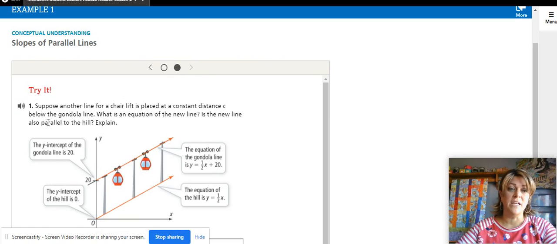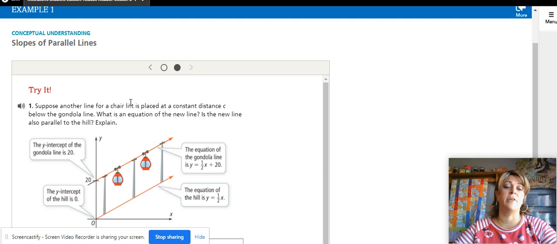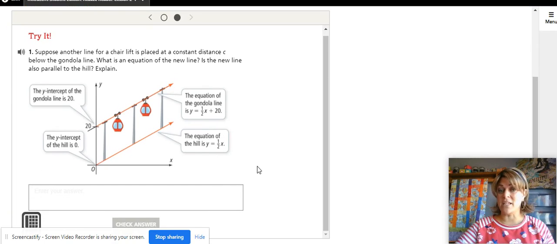And then you're going to try it. Suppose another line for a chair lift is placed at a constant distance c below the line. So here's the line. If, let's say, I went down 10 feet, and I went over here, down 10 feet, and I went over here, down 10 feet, it would create this other line. You have to explain, so what's happening to that other line in relationship to these lines? How does that affect it? What relationship does it have? And you can put your answer here and check it to see if you're on the right track.